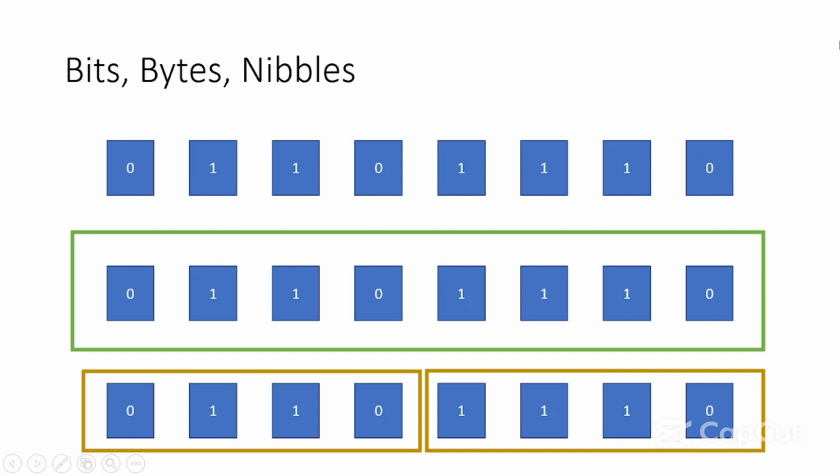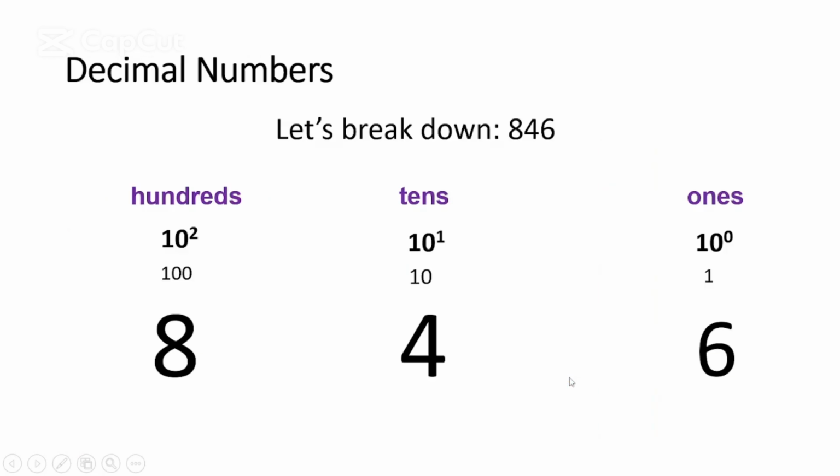Now, what about bytes? A byte is a unit that is represented with 8 bits. So a group of 8 bits is called a byte. This here is 1 byte. A nibble is a unit that is represented with 4 bits. So a group of 4 bits is called a nibble.